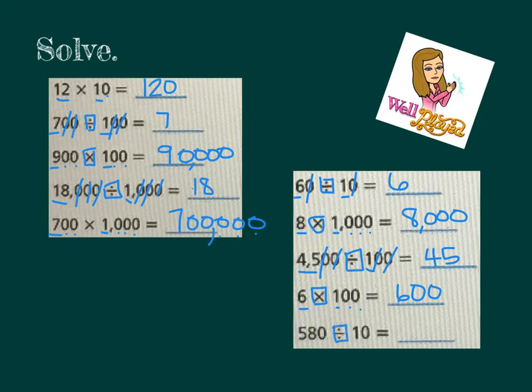580 divided by 10. Front numbers, 58 divided by 1 is 58. Remember, anything divided by 1 equals itself. And then cancel, cancel. No zeros to bring over. I just love magic zeros.